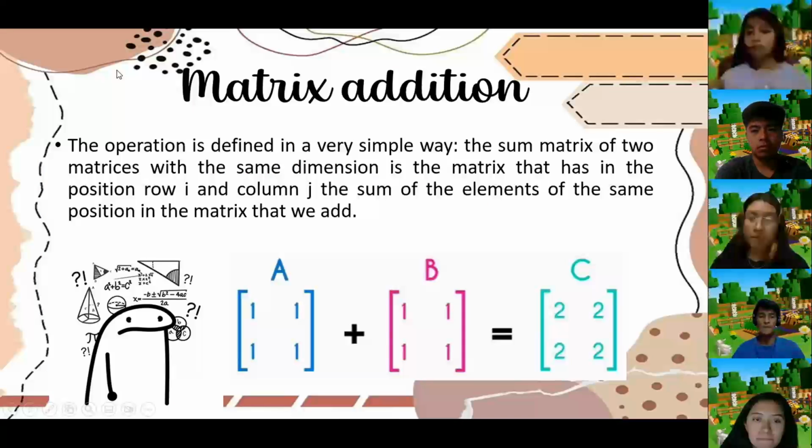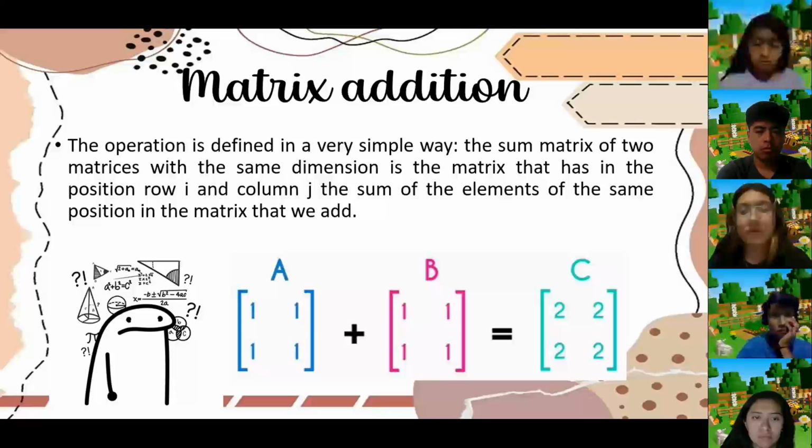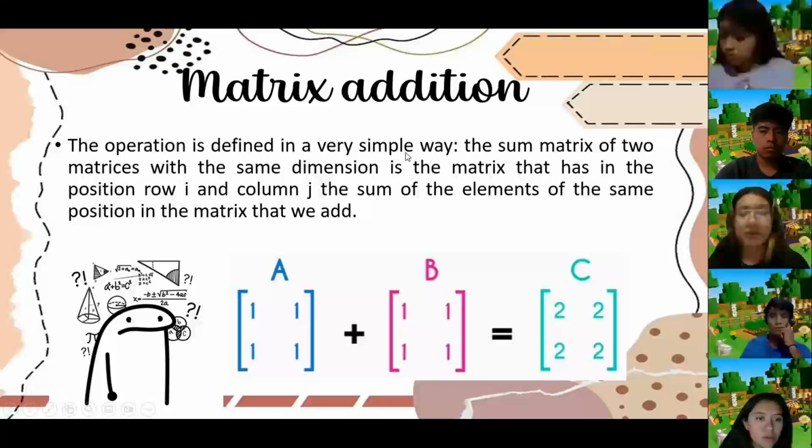Matrix addition. The operation is defined in a very simple way. The sum matrix of two matrices with the same dimension is the matrix whose entry in row I and column J is the sum of the elements in the same position in the matrices we add. Example: matrix A plus matrix B equals matrix C.